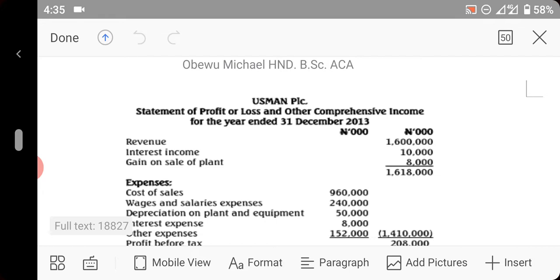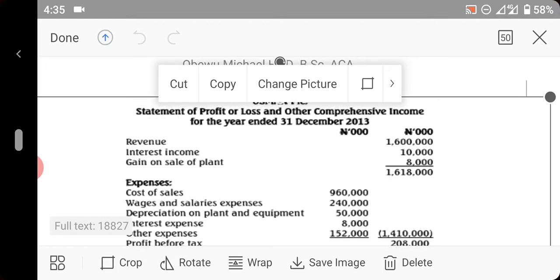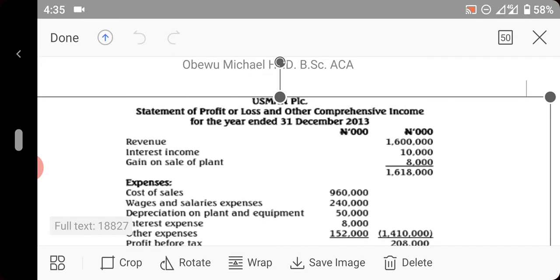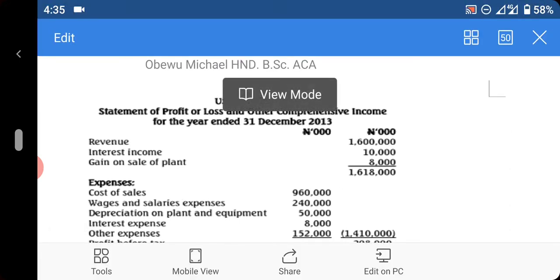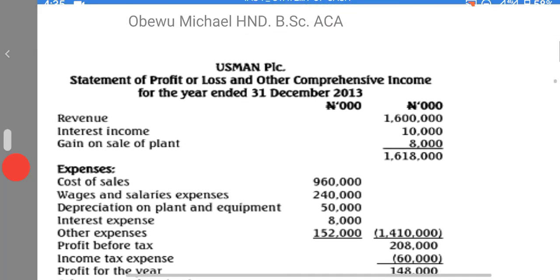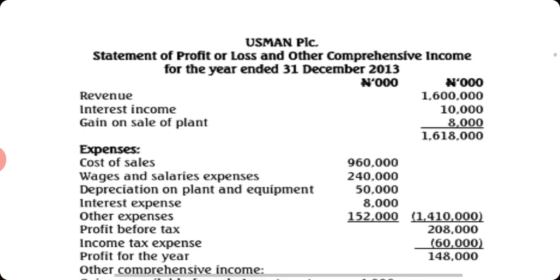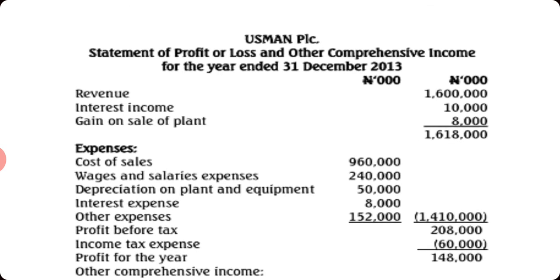Right, so I'll start by using about 10 minutes to read the question on statement of cash flow. Are we together? Good. So we have the question thus. We have Usman PLC, statement of profit or loss and other comprehensive income for the year ended 31st December 2013. So now we have revenue 1.6 million. We have interest income 10 million.